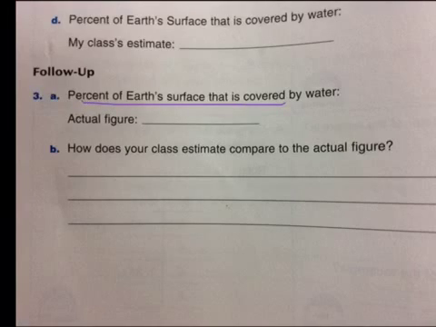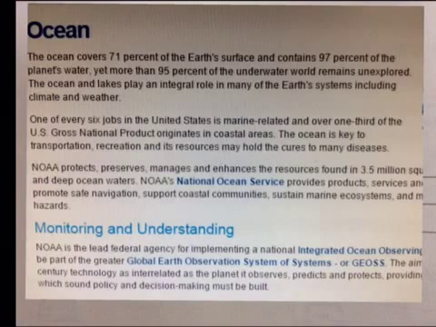I did my Google search and I'll show you what I found. The ocean covers 71% of the Earth's surface and contains 97% of the planet's water. So 97% of our water is undrinkable. It's salt water. And it's telling us here that 71% of the Earth's surface is covered. Now this is just oceans. Don't forget we also have lakes and rivers. So you could add a little bit more to that, but this is the big bulk of it.